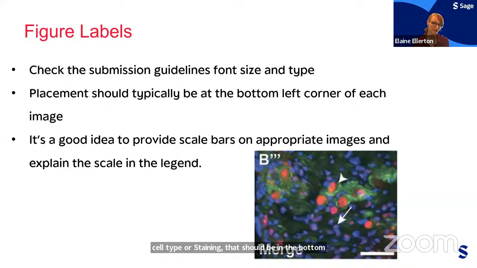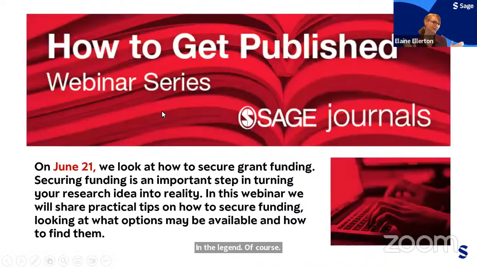Not all journals require scale bars. I like to have scale bars for Science Progress and Neuroscience Insights, but if you do put a scale bar, that would be on the bottom right. And of course, make sure you explain the scale bar in the legend. I think that was it for that.